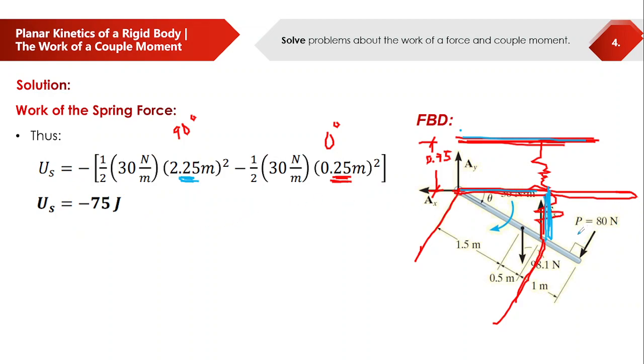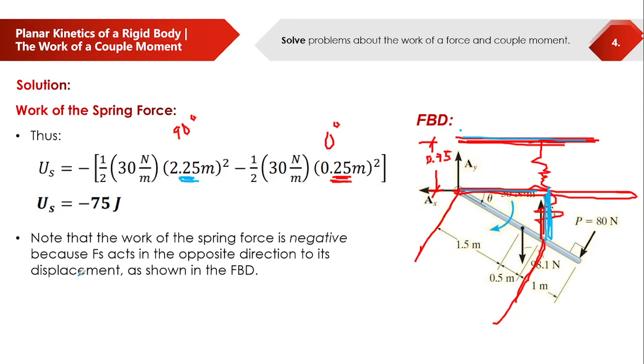Again, displacement niya is pa-downward, but the force is force of the spring kasi nga babalik yan. In-stretch mo eh. So babalik yan sa original, that will be upward na force. Babalik siya kasi nga in-stretch mo. So that will be opposite sa direction ng displacement mo. So that will be negative 75 joules. Note that the work of the spring force is negative because F sub S acts in the opposite direction to its displacement as shown in the FBD.